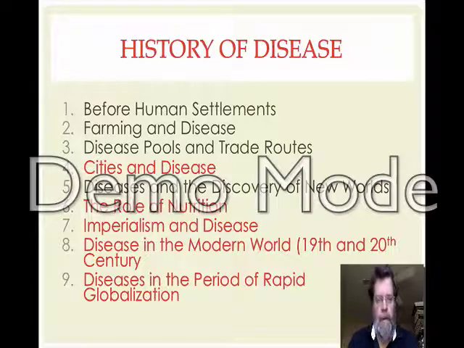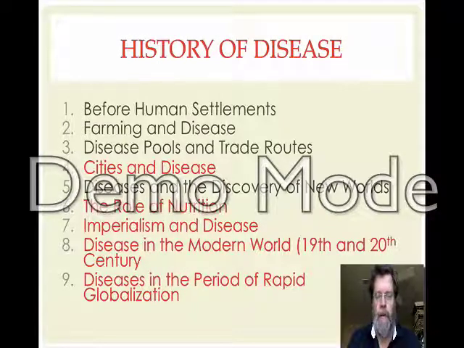Before we begin discussing specifically the role of diseases and cities, let us briefly review the history of disease as it affected human history over the last 10,000 years or so. Before human settlements, infectious diseases were very rare.